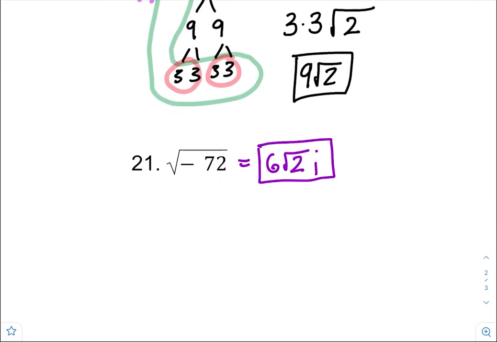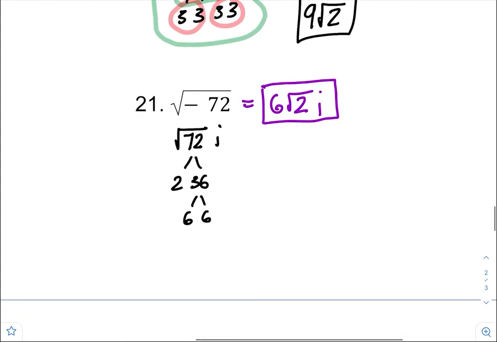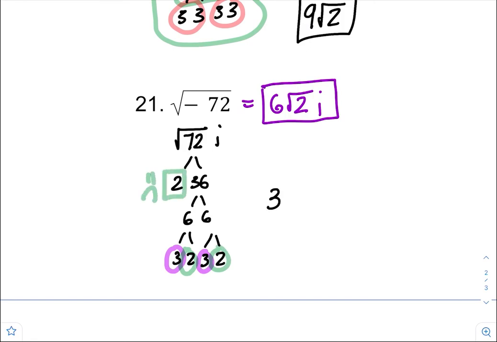21. Again, pull out the negative sign, and that becomes an i. 2 times 36, 6 times 6, 3 times 2, 3 times 2. We got pairs of 3s, we got pairs of 2s, and a leftover of a 2. So the pair of 3s comes on the outside of the square root, the pair of 2s comes on the outside of the square root, and the leftover 2 is on the inside. i, 6 square root 2, i.